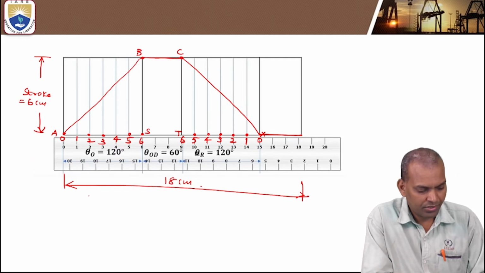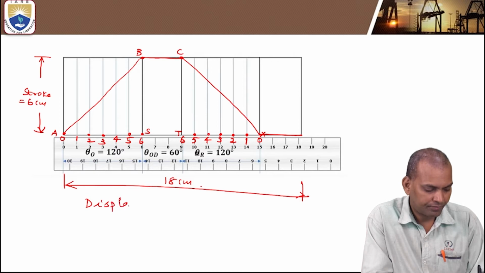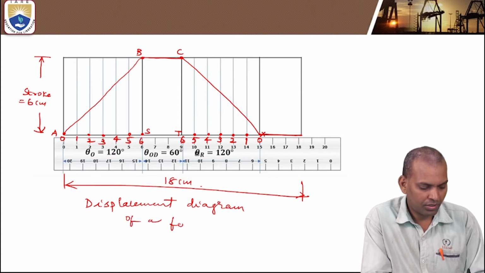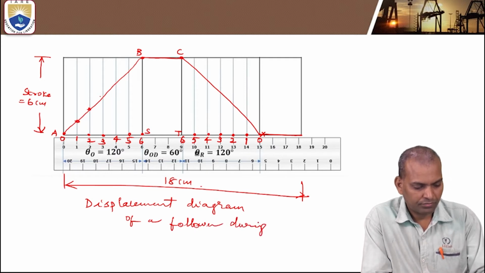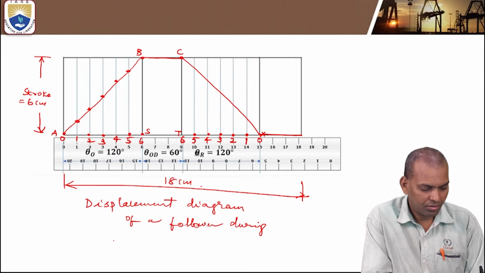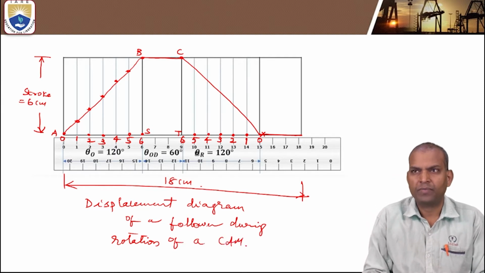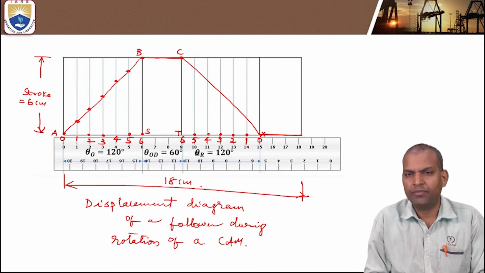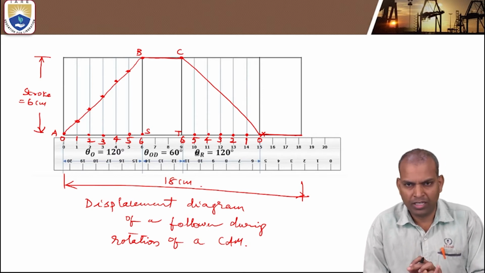So this diagram is the displacement diagram of a follower during rotation of a cam. That is the way one has to draw the displacement diagram when the follower is under uniform velocity.